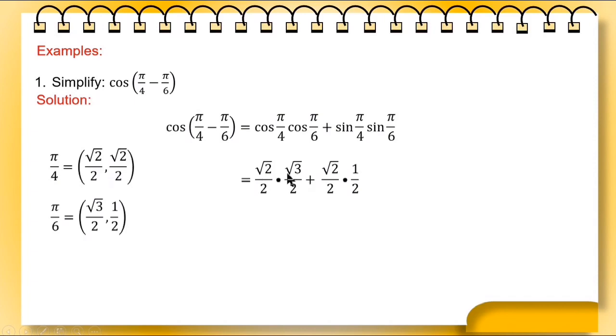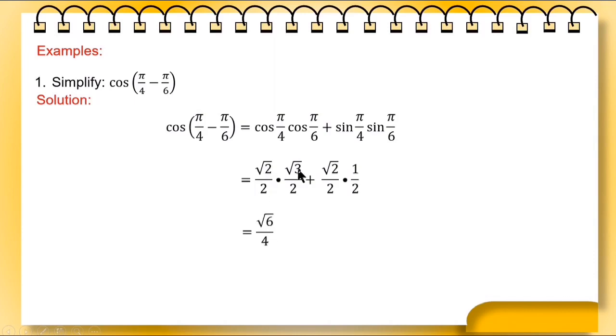Simplify, square root of 2 over 2 times square root of 3 over 2 is square root of 6 over 4. Square root of 2 times square root of 3 is square root of 6, and 2 times 2 is 4. Plus, square root of 2 over 2 times 1/2 is square root of 2 over 4. Square root of 2 times 1 is square root of 2, and 2 times 2 is 4. LCD is 4. Simplify, we get 4 divided 4 is 1, times square root of 6 is square root of 6. Plus, 4 divided 4 is also 1, times square root of 2 is square root of 2. Thus, cosine of pi over 4 minus pi over 6 is equal to square root of 6 plus square root of 2 over 4.